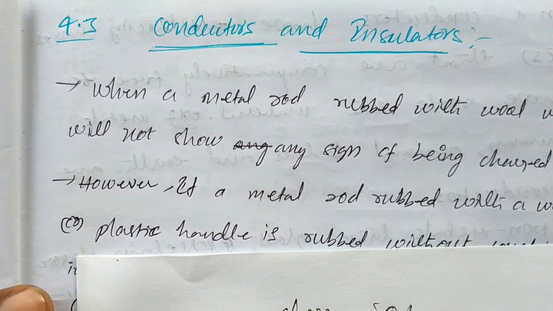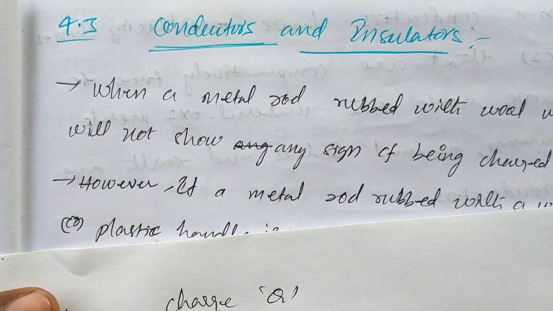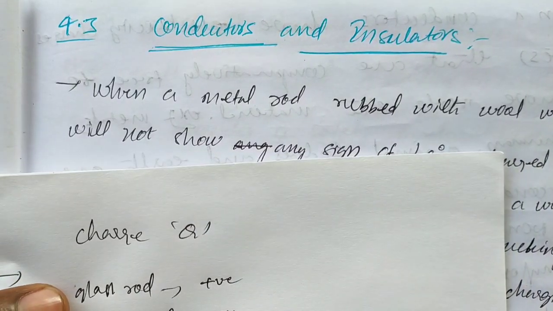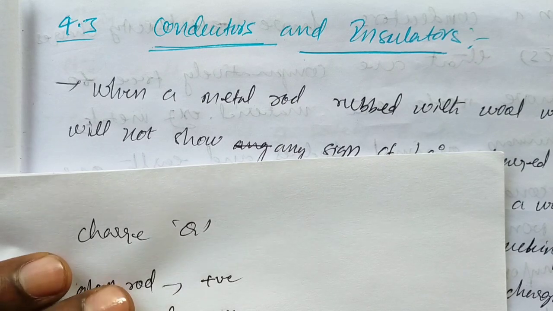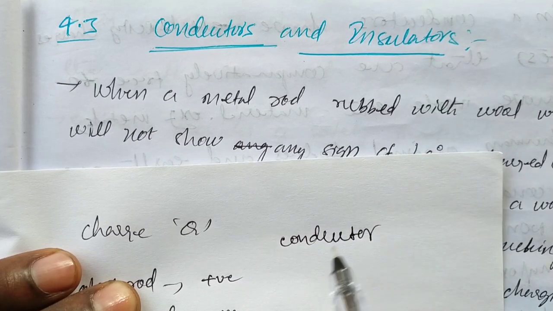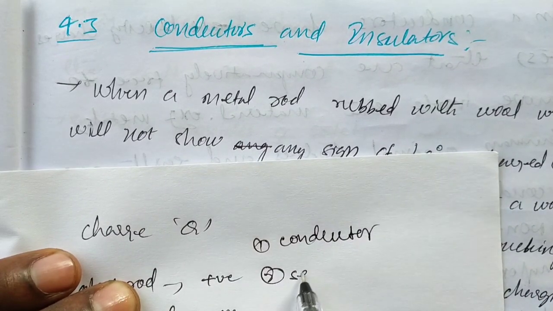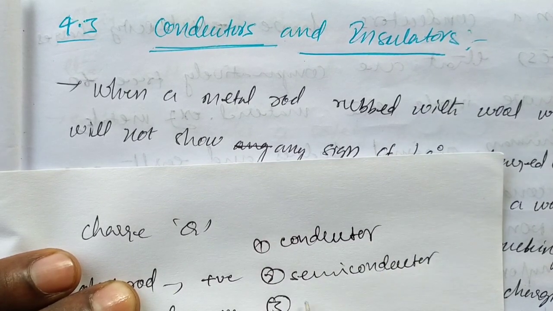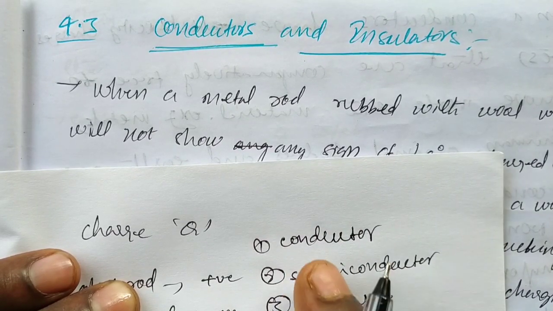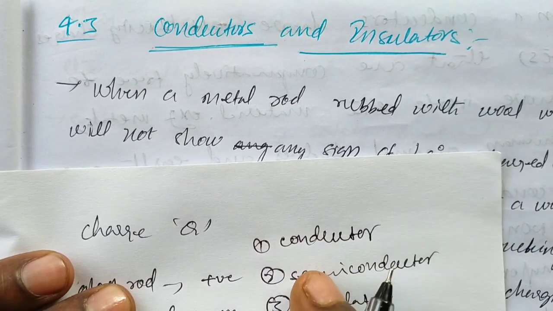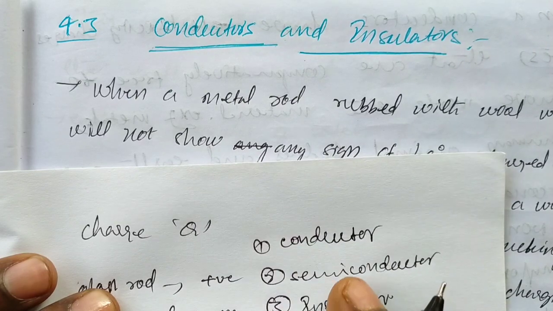We will discuss according to the band theory of solids, or band gap. Solids can be classified into three types. One is conductors, second is semiconductors, third is insulators. This is how solid materials can be classified into three types: conductor, semiconductor, insulator.